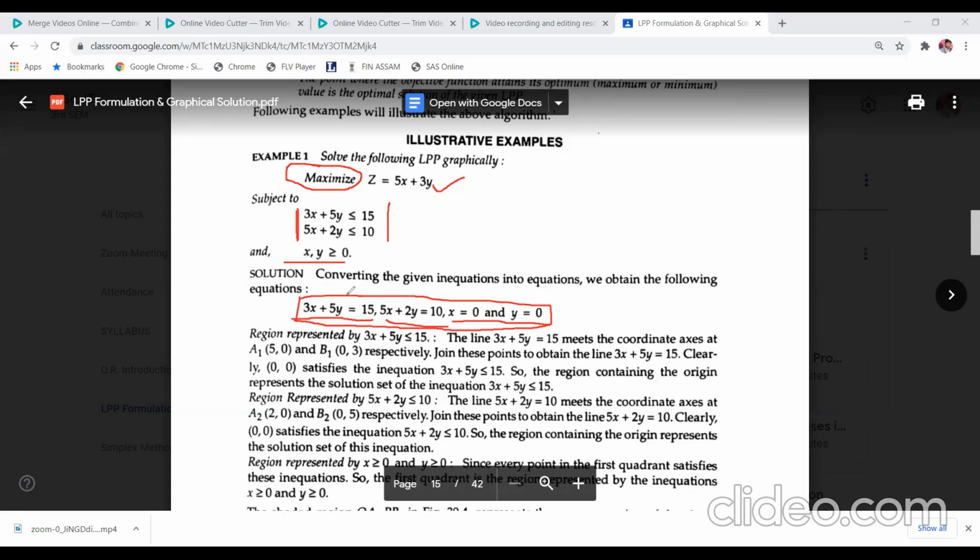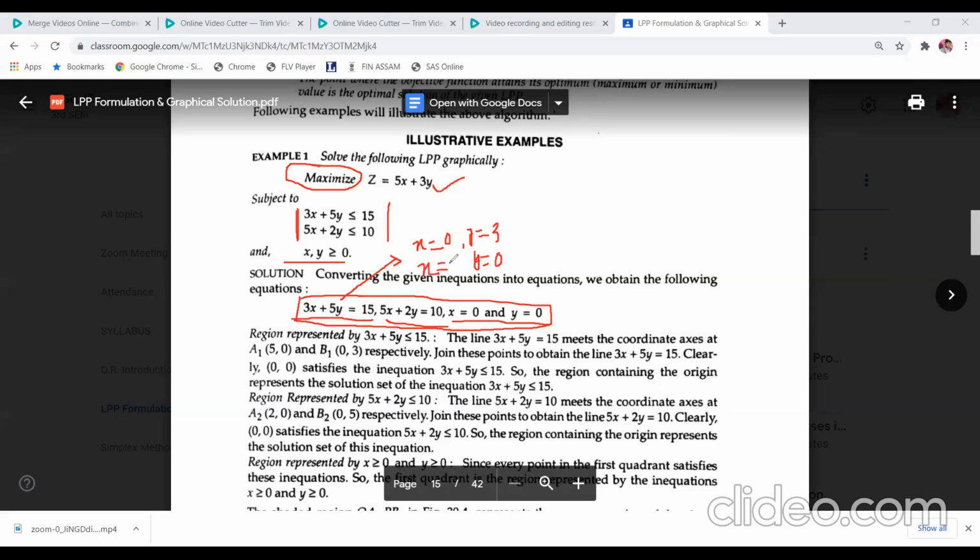In order to draw this line, as you know, we need 2 points. Very simple: first you put x equal to 0, and you will get the value of y. If you put x equal to 0 here, y will be 15 by 5, which is 3. So y is 3. Next you put y equal to 0, then you will get the value of x. Put y equal to 0, so x will be 5.